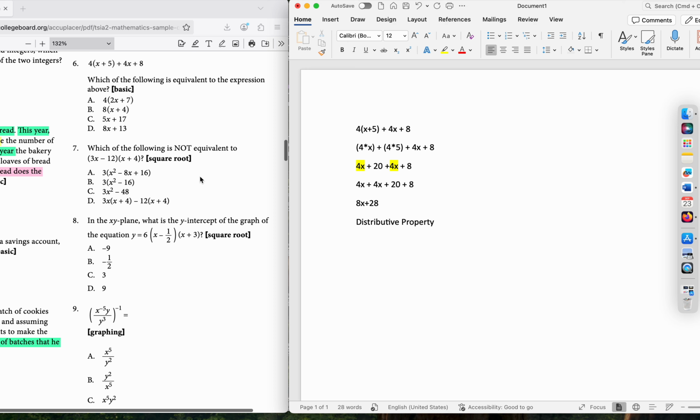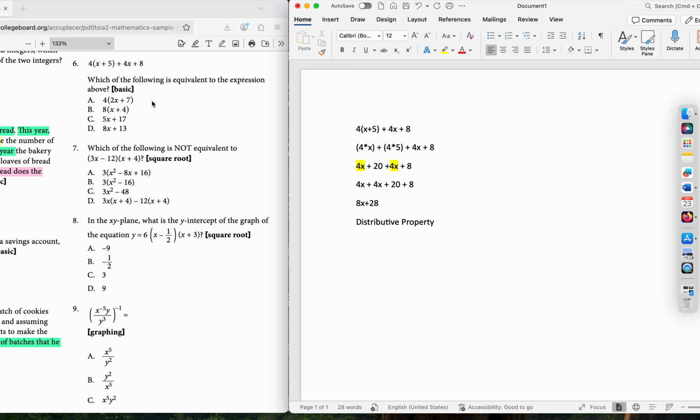Now the question is asking which of the following is equivalent to the expression. Since we have multiplied this out and simplified everything, we know that the answer is 8x plus 28. Well, we know that it can't be C or D, which is in the same form as 8x plus 28. So then this question most likely is testing our ability to use the distributive property.